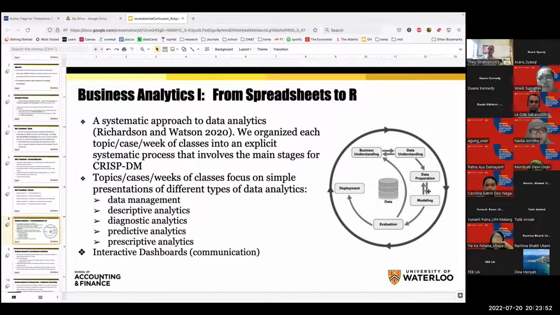After you have prepared the data, you're going to do the modeling. After you do the model, you're going to evaluate the model. And after you have evaluated the model, you're going to go back to the business understanding and deployment. And of course, you need to communicate what you have found.